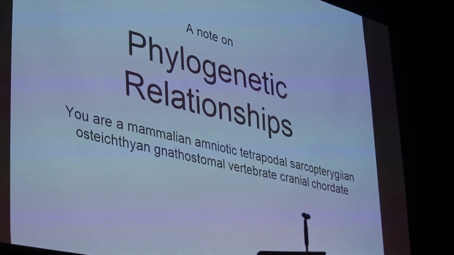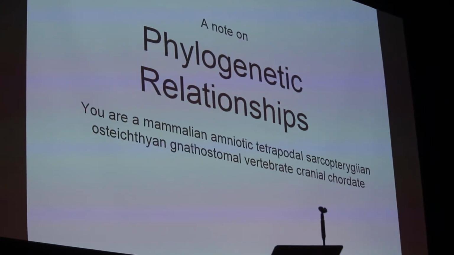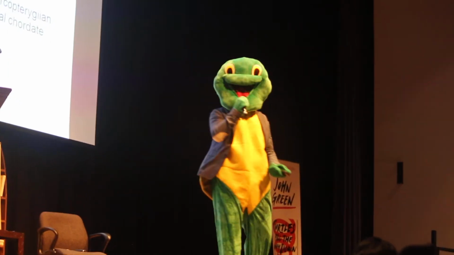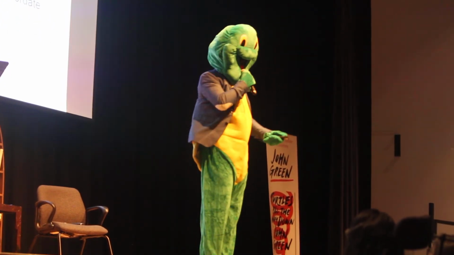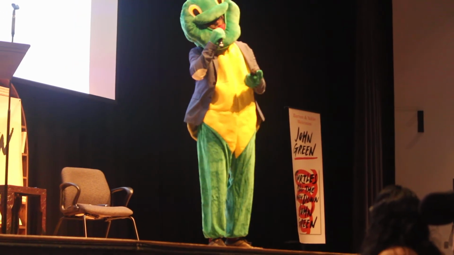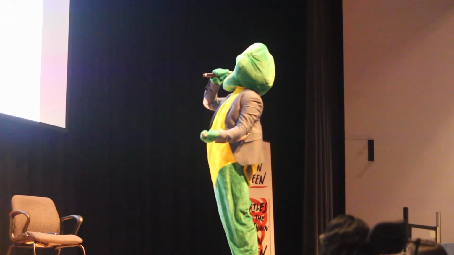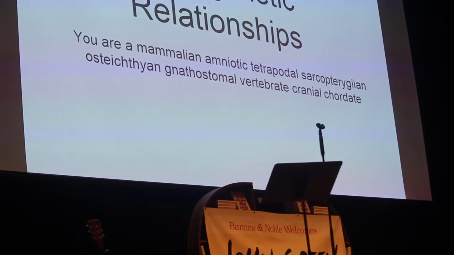A note on phylogenetic relationships. Sometimes you will hear people say things like, the dinosaurs didn't go extinct, they're just birds. And that is thinking phylogenetically. And when we think phylogenetically, we talk about every organism remaining the thing that they once were. Which means that you are a mammalian, amniotic, tetrapodal, sarcopterygian, osteichthyan, gnathostomal, vertebrate, cranial chordate.